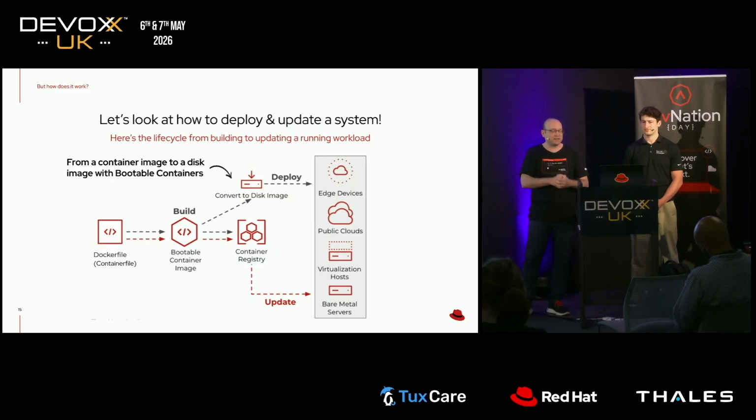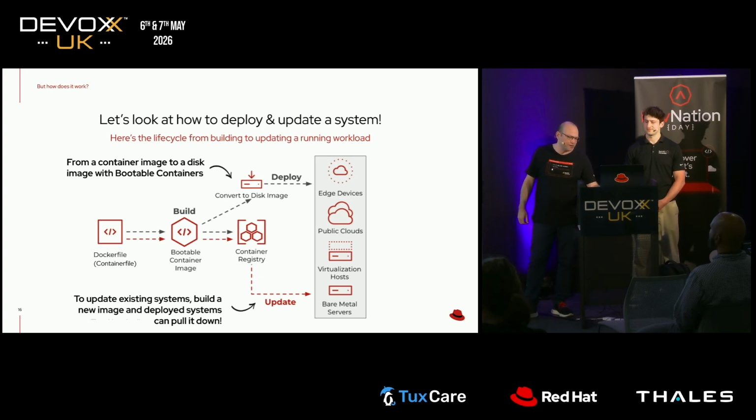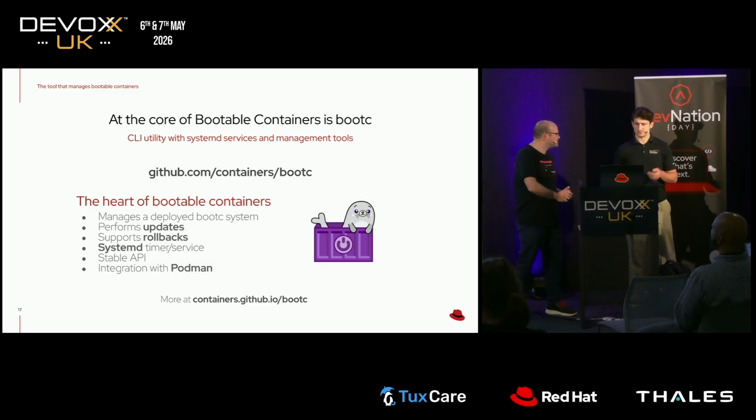Or you need to deploy that on edge devices, and then when you need to update, you do the same way: you bake your image, you push to the container registry, and you can just pull down from there and update those containers. And then you have the core thing that runs on the container, which is the bootc CLI tool. Can you tell us more about that, Cedric?